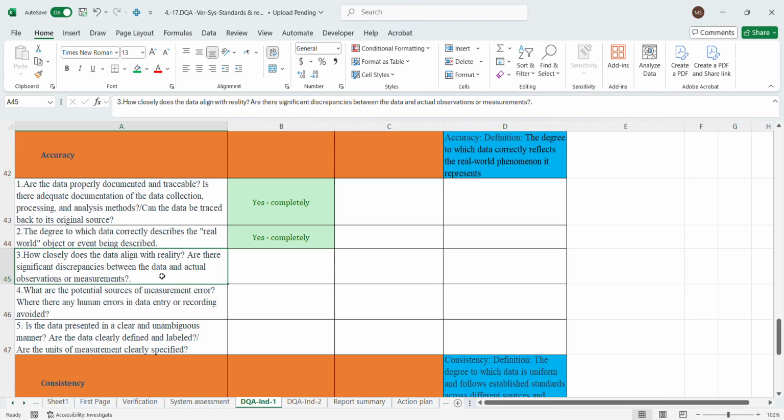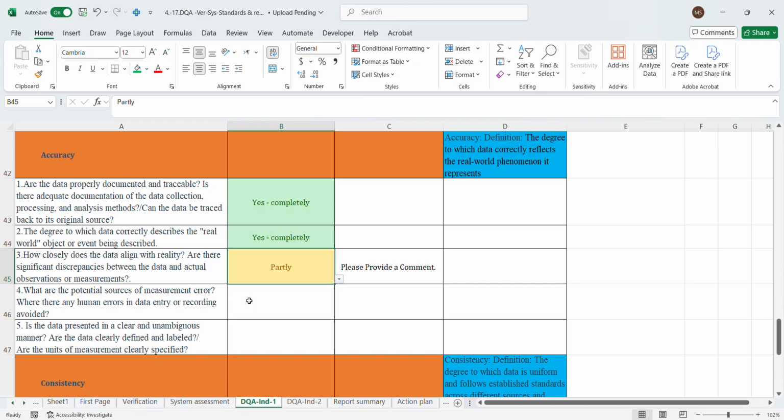The third one is, how closely does the data align with reality? Are there significant discrepancies between the data and actual observation or measurement? Probably this is done by visiting the site and aligning the data with the real world, checking whether there is a discrepancy between the actual observations and what is reported. If there is a missing element, we have to say partly, and write a comment here as usual. It is good practice to add a comment when necessary.